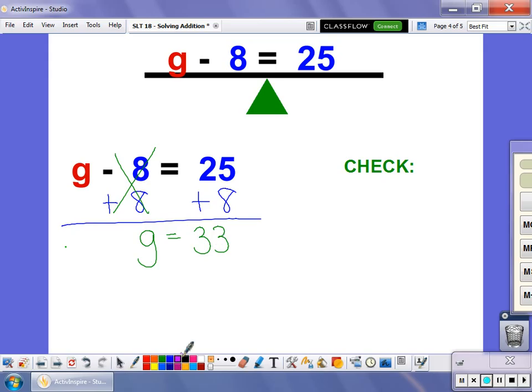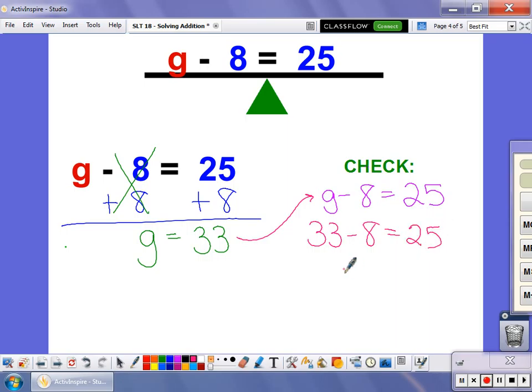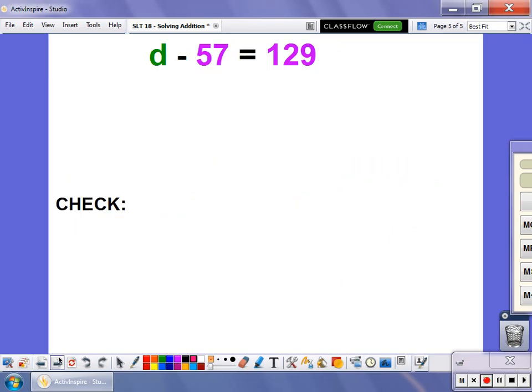Now let's check it. So we're going to start with the original equation, g minus 8 equals 25. Then I'm going to take this value for g and plug it in. So 33 minus 8 is 25. And I know that 33 minus 8 is 25. So I can say 25 equals 25. And it checks. Let's do one last problem.